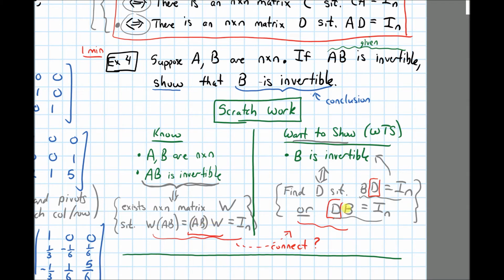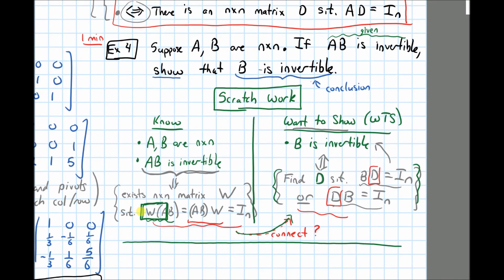I want to show that B is multiplied only on the left to get the identity, or only on the right. But I do see that in this statement, because B is being multiplied only on the left to get the identity. And that is the key. That is what is going to form the connection with this gray statement. So basically, the matrix D that I want is this thing that I've boxed here, W times A. And now that I've seen the connection, I am ready to write up these steps in a proof.